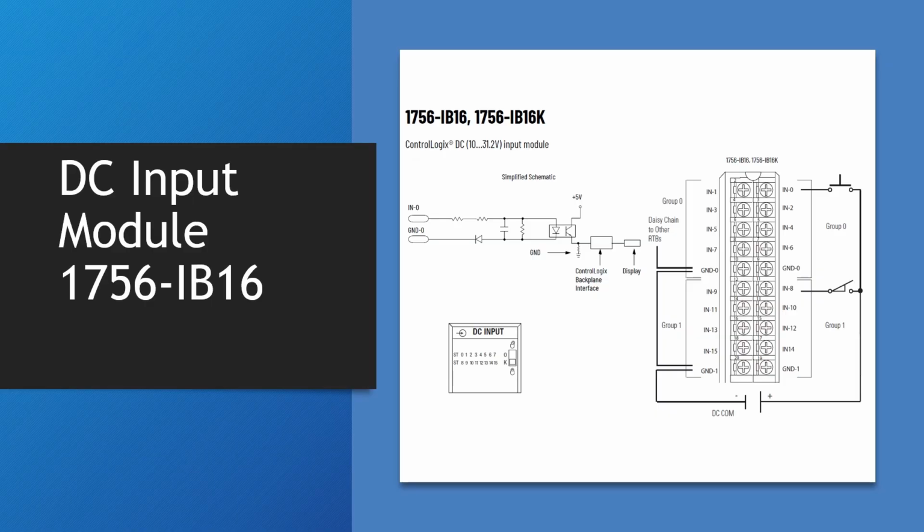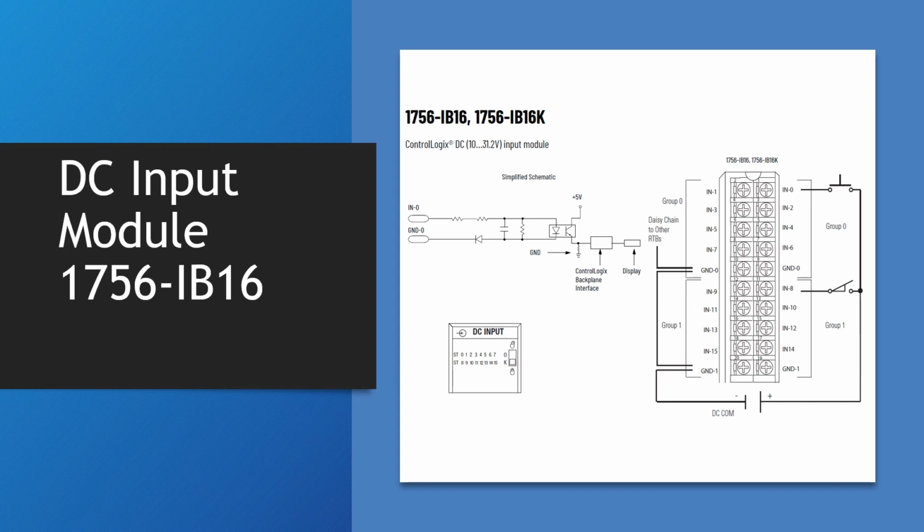The next module is a standard 10 to 31 volt DC input module, 1756-IB16. Again, 1756 designates the ControlLogix family. I for input module. B designates a DC module. A typically designates an AC module. And 16 designates the number of inputs.